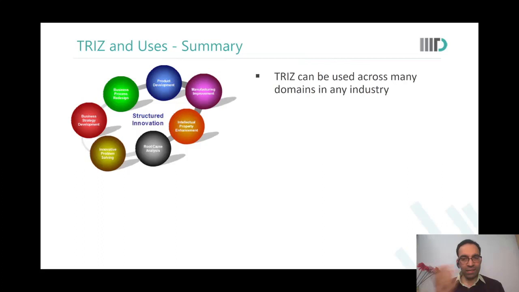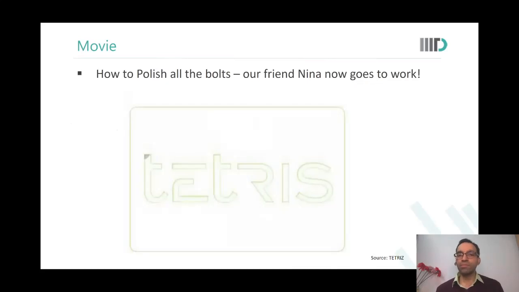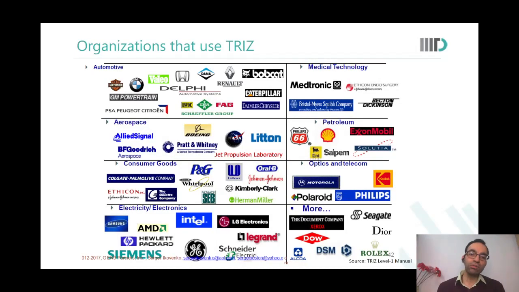So TRIZ is used across many domains, across multiple industries, and it is by far the best known tool for ideation and identifying the best solutions. Again, this movie, I will post it on the Google Classroom. You can watch it there. But I wanted to tell you that TRIZ is used formally as an ideation tool across numerous industries, across various domains. Okay, so the applications are not limited to only manufacturing or chemical or electronics. Various domains use TRIZ principles and TRIZ methods to ideate and to arrive at inventive solutions.